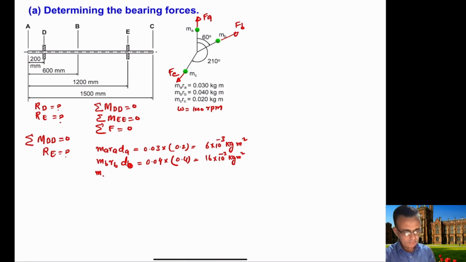And you can also calculate MCRC times dC. MCRC is given, which is 0.02, and MC is at this location here. So we need to multiply this with 1500 minus 200, because we are taking the moments from D. So that is 1300, which is 1.3 meter. And this will be 26 times 10 power minus 3 kilogram meter square.